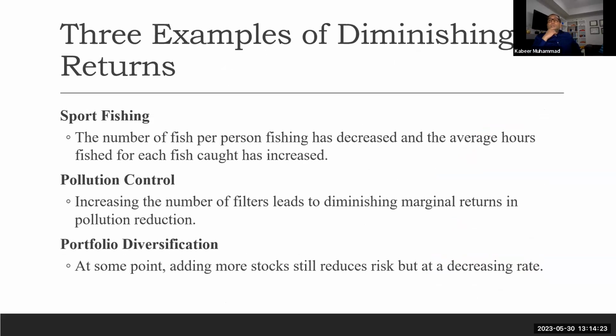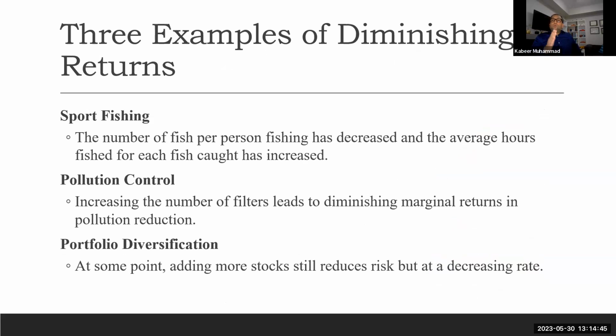Now these are three very common examples of the law of diminishing returns. Like if we go fishing, the number of fish per person fishing has decreased, and average hours fished for each fish caught has increased. So if we do too much fishing, what is going to happen? The fish stock will go down. So now it takes more time to get a fish.